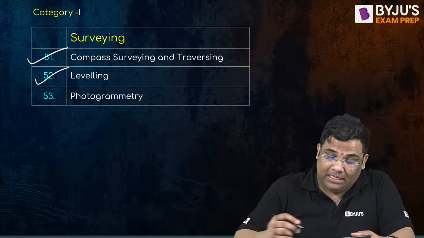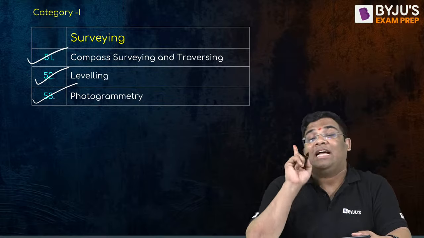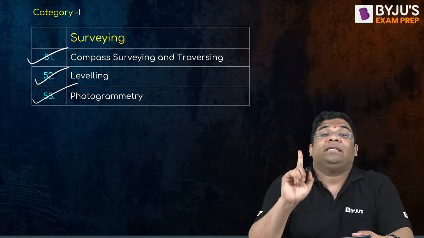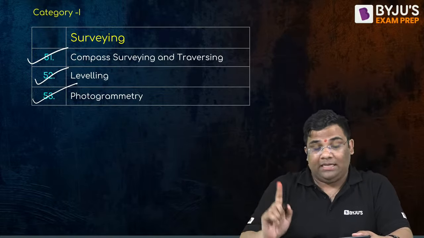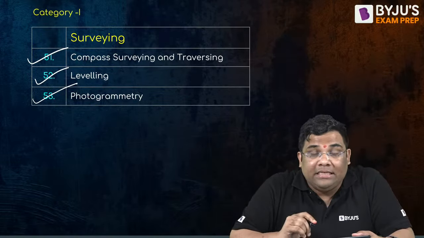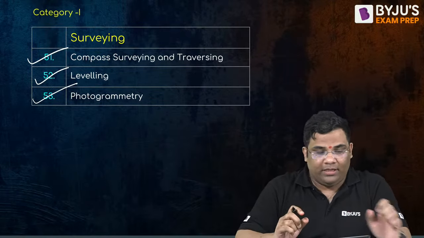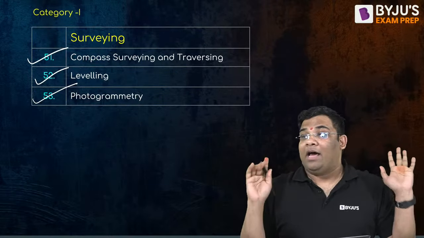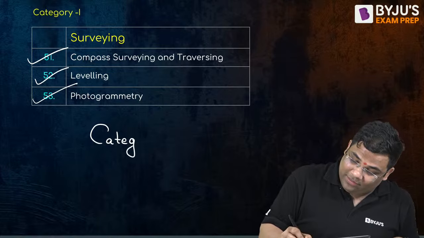Sensitivity, yes. And photogrammetry is a very important topic. Every year they're asking one question from photogrammetry. In photogrammetry, you should study the scale of photograph and relief displacement. And the third thing I'll suggest is the overlapping of photos. That is very important. 13 topics, we can say. So this completes our category 1.